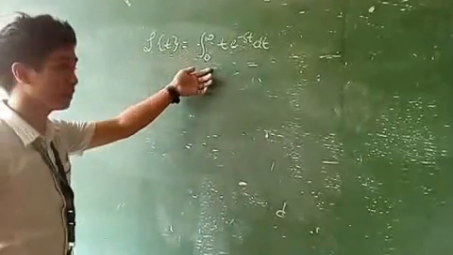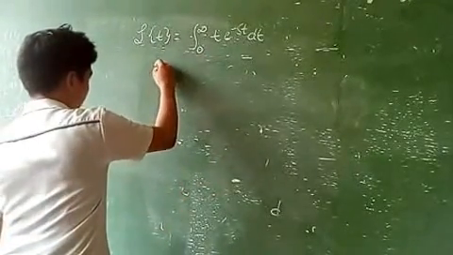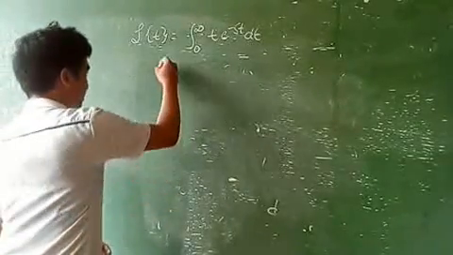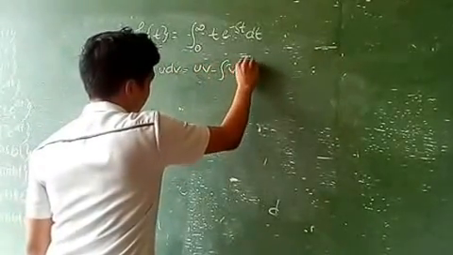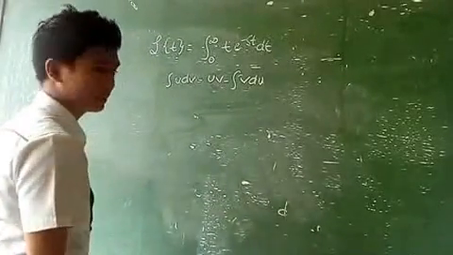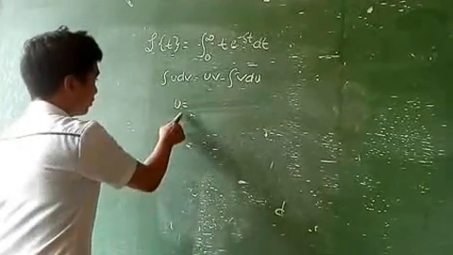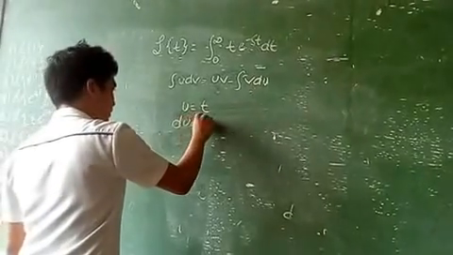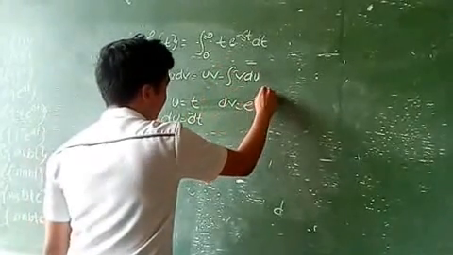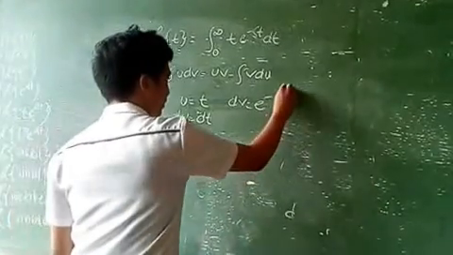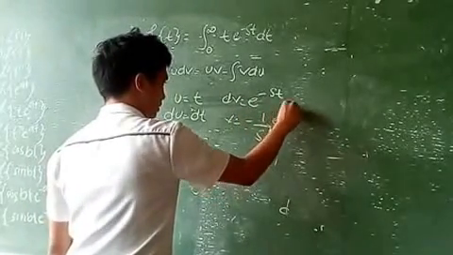As we notice here, this integral can be solved by integration by parts. We already know that the formula for integration by parts is the integral of u dv equal to uv minus the integral of v du. So let's substitute for u. Our u here will be t, so du will be dt. dv is equal to e raised to negative st dt, so our v here will become negative 1 over s times e raised to negative st.